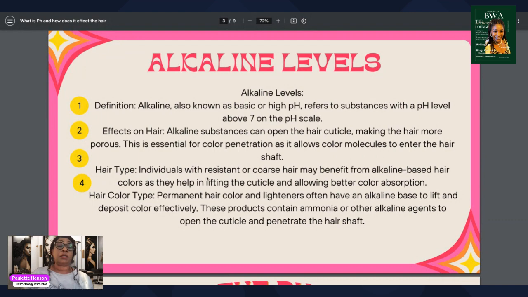Hair type. Individuals with resistant or coarse hair may benefit from alkaline-based product colors as they help in lifting the cuticle and allowing better color absorption. Hair color type. Permanent hair color and lighteners often have an alkaline base to lift and deposit color effectively. These products contain ammonia or other alkaline agents to open the cuticle and penetrate the hair shaft.